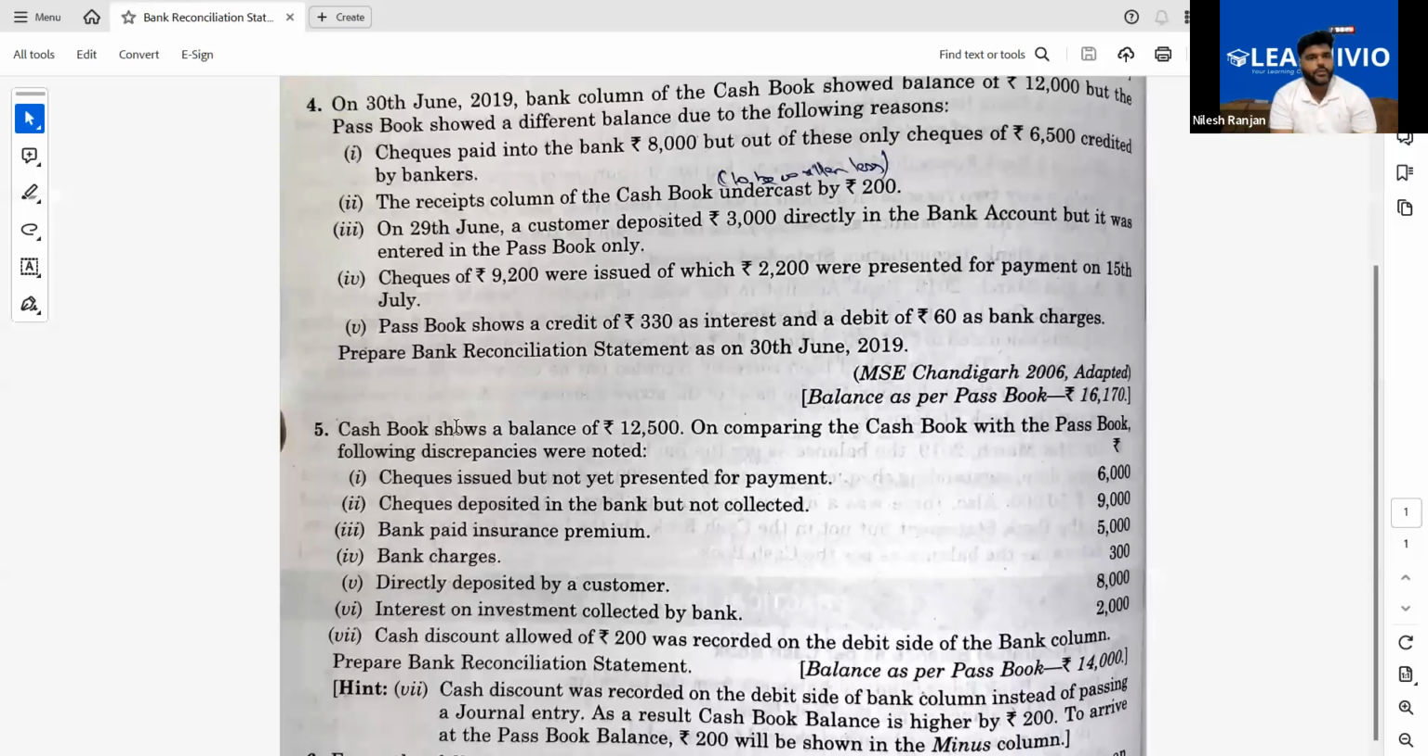Hello, Abdullah. Now you are at home. Yes, sir. I'm at home right now. I just arrived. You can solve this question number 5. Sir, I don't know how to do the cash book and passbook one. Can you tell me how to?